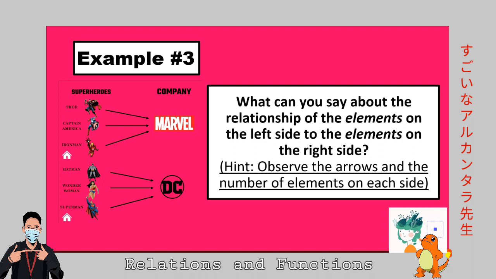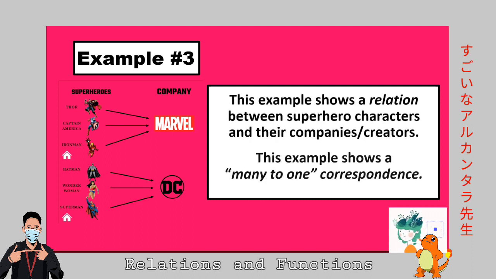And then lastly, we have the superheroes and their company. This time around, we have a lot of superheroes under the same company. So we can say that since there are many superheroes and one company, the correspondence here is none other than many to one. As you can notice, we're only using two words here, one and many, to showcase the relation. As you can notice, there are many elements on the left side and there's only one element on the right side. Sir, but in the given there are tons of superheroes and then there are two companies.